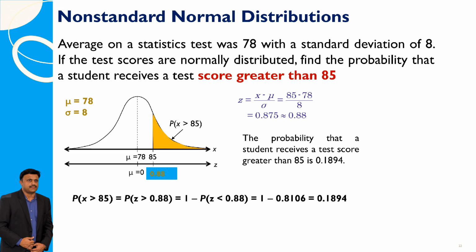Next, we look up the z-score of 0.875 in the standard normal distribution table. The probability of scoring less than 85 is approximately 0.8106. To find the probability of scoring greater than 85, we subtract this value from 1: 1 minus 0.8106 equals 0.1894. Therefore, the probability that a student scores greater than 85 is 0.1894.